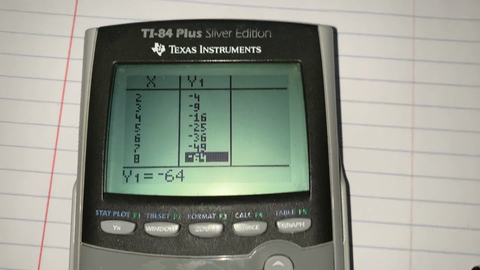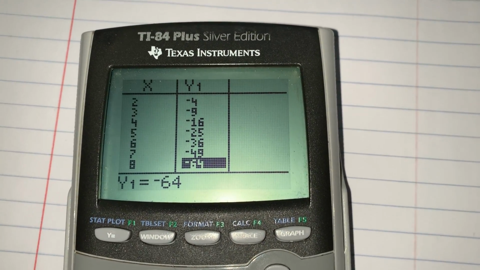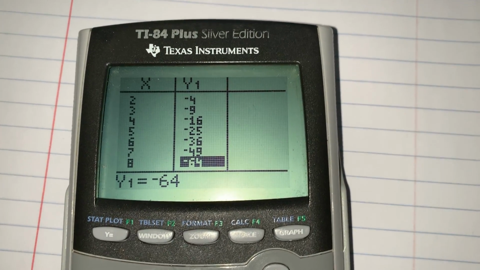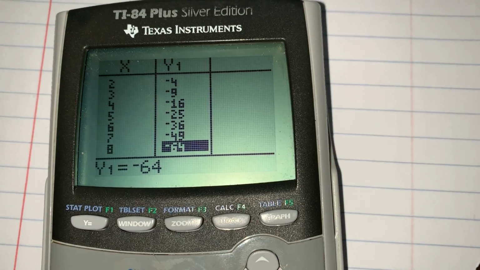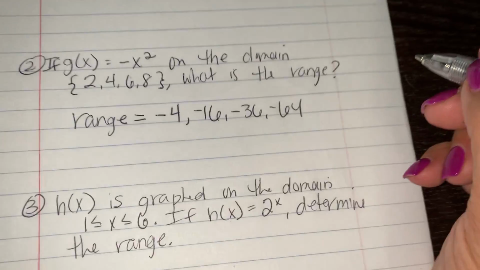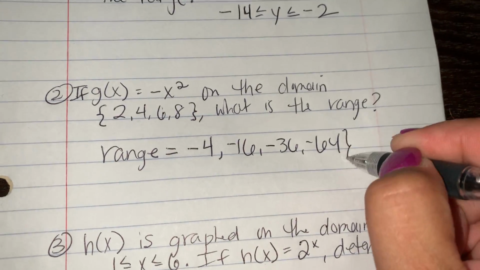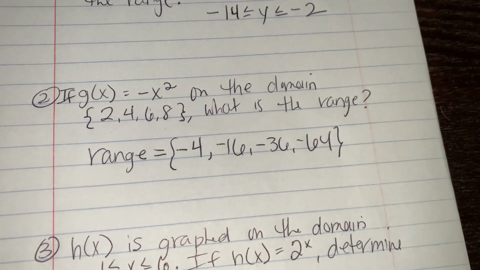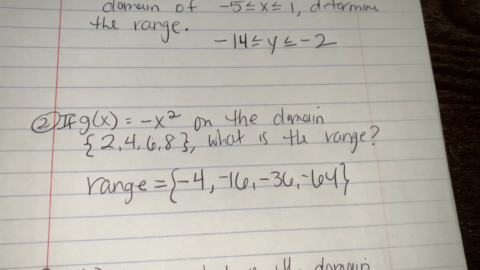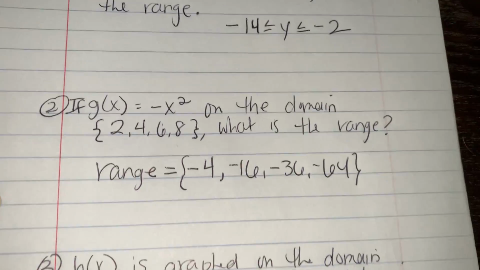So that means that my range is going to be -4, -16, -36, and -64. And we can just write it as a list of numbers, just like this, exactly as our domain looks, so we can just mirror that to write our range correctly.